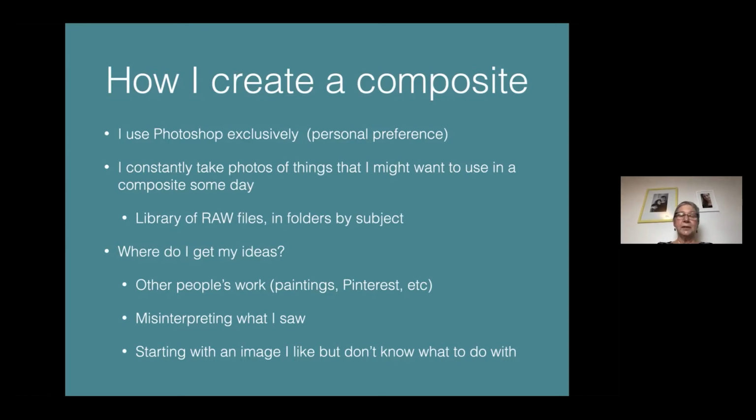Ask a question: where do I get the ideas for an image? Some of them come from other people's work, sometimes paintings. Pinterest has all kinds of really interesting things. Sometimes I see something out of the corner of my eye and I think it's one thing and I realize it's not, but it gives me an idea from what I thought I saw. Or sometimes I just start with an image that I really like, but it's not interesting enough by itself, and I don't know what to do with it, so then I just start playing around with it.